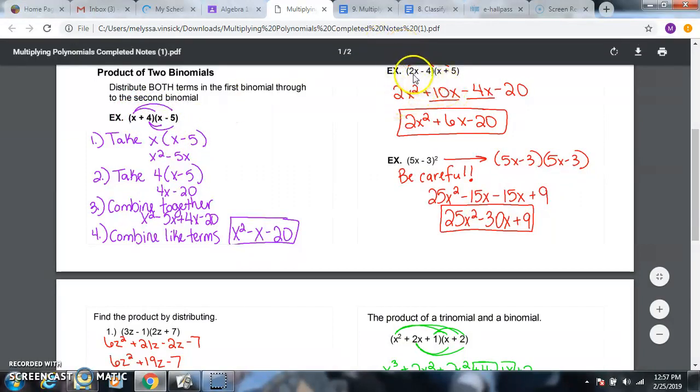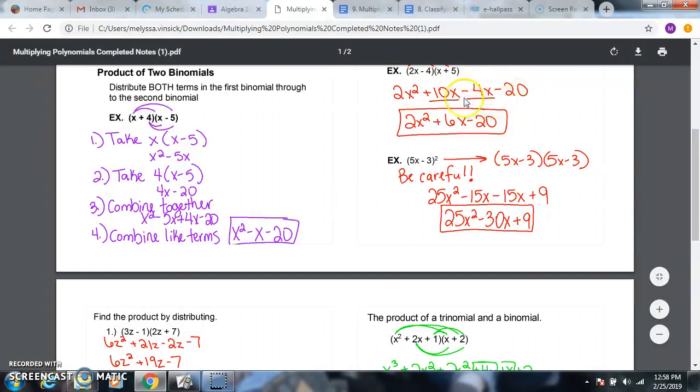In the first example here, we have 2x minus 4 being multiplied times x plus 5. So again, you start by distributing that 2x to the x, and then distribute the 2x to the 5. When you do that, 2x times x is 2x squared. 2x times 5 is a positive 10x. Then you have to take this negative 4 and distribute it. So we're distributing it a second time. Negative 4 times x is a negative 4x. Negative 4 times 5 is a negative 20.